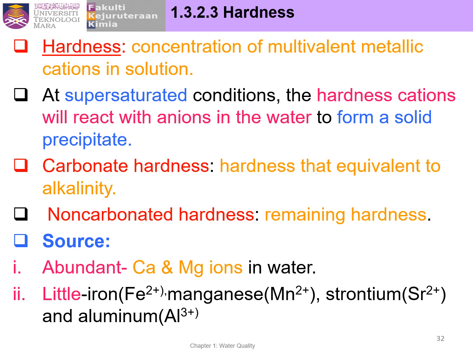What is carbonate hardness? It is hardness that is equivalent to alkalinity, whereas non-carbonate hardness is known as the remaining hardness. So what are the sources? It can be abundant or little. Usually for the hardness of water, the most abundant are calcium and magnesium ions. But the minor constituents of hardness might come from iron, manganese, and so on.